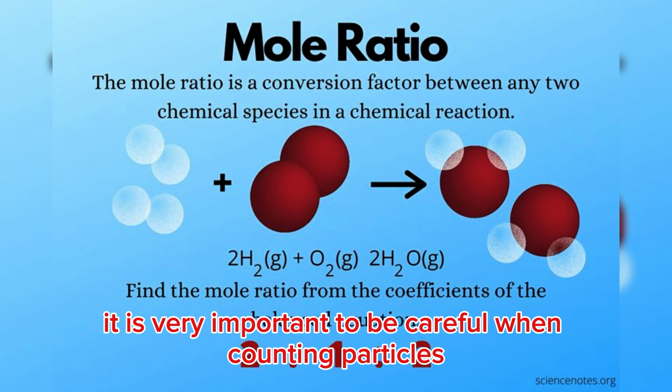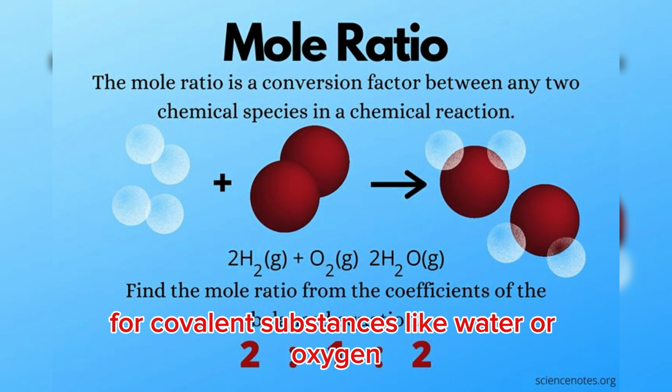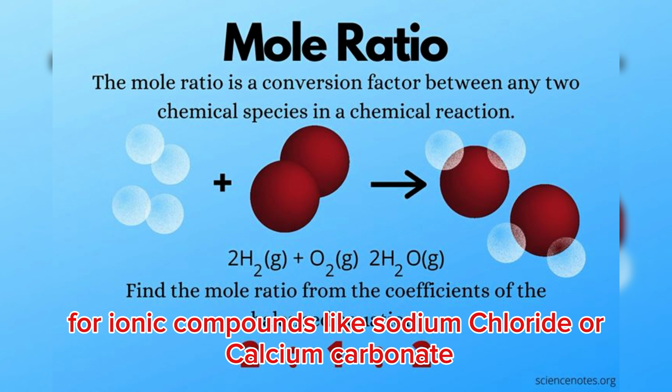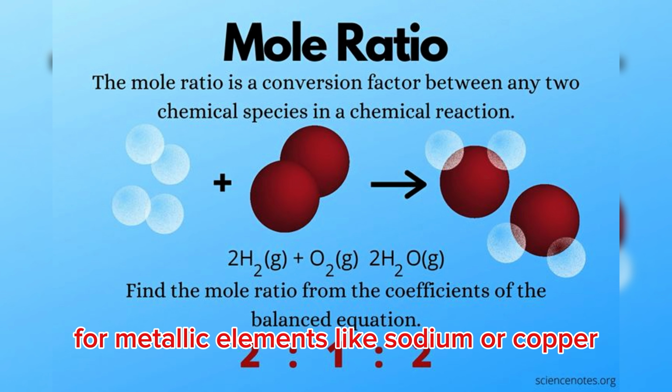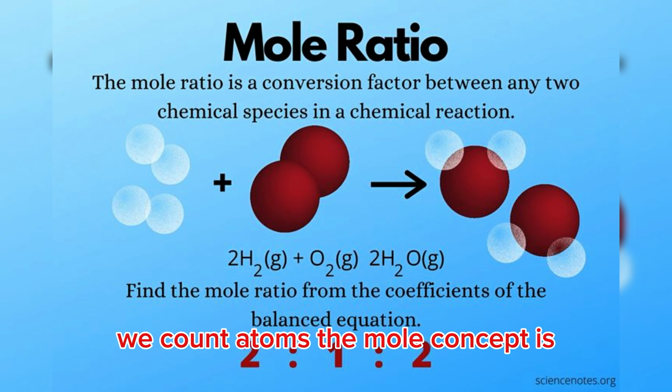It is very important to be careful when counting particles. For covalent substances, like water or oxygen, we count molecules. For ionic compounds like sodium chloride or calcium carbonate, we count formula units and ions. For metallic elements like sodium or copper, we count atoms.